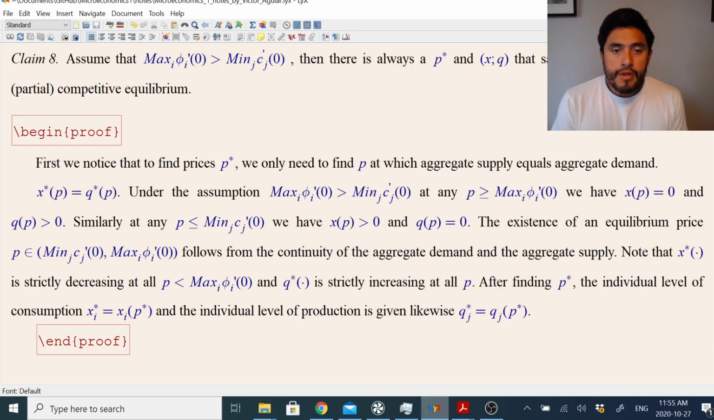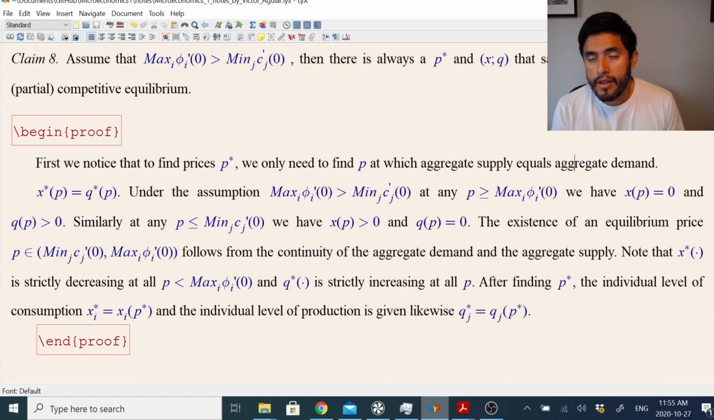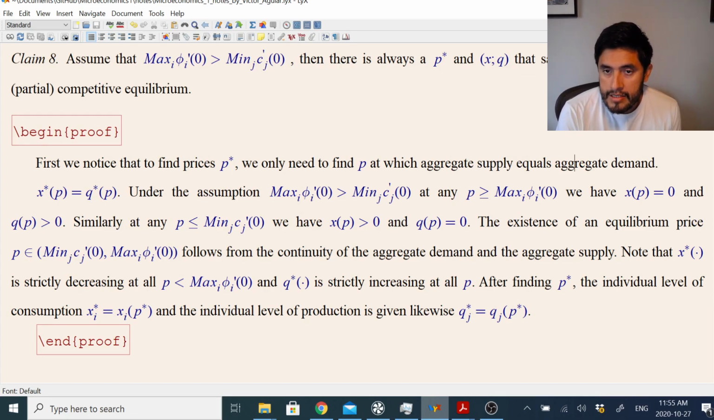So in particular, we're going to call implicitly X star the aggregate demand and Q star the aggregate supply. And then this gives you a system of one equation with one unknown, which is price, and you solve it. Now, under these assumptions, at any price that is greater than or equal to the max of the marginal cost evaluated at 0, the consumed quantity at that price is equal to 0. And that means that the produced quantity is strictly positive. So there is a production surplus.